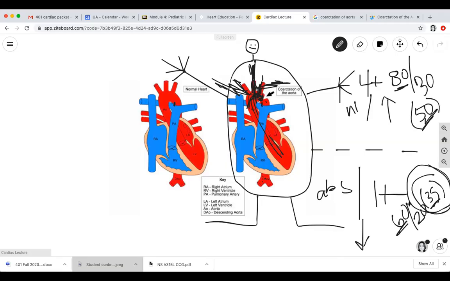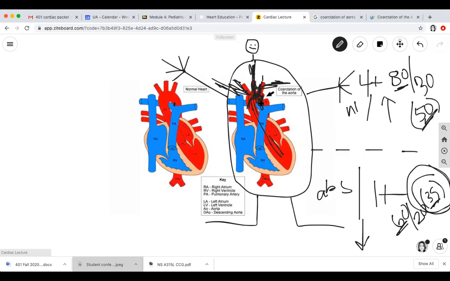So for number 3, what must remain open until surgery is performed and why? So remember how we talked about our ductus arteriosus. We would want that to remain open so that blood can shunt between the aorta and the pulmonary artery in order to get oxygen picked up, to be able to deliver it to the rest of your body.